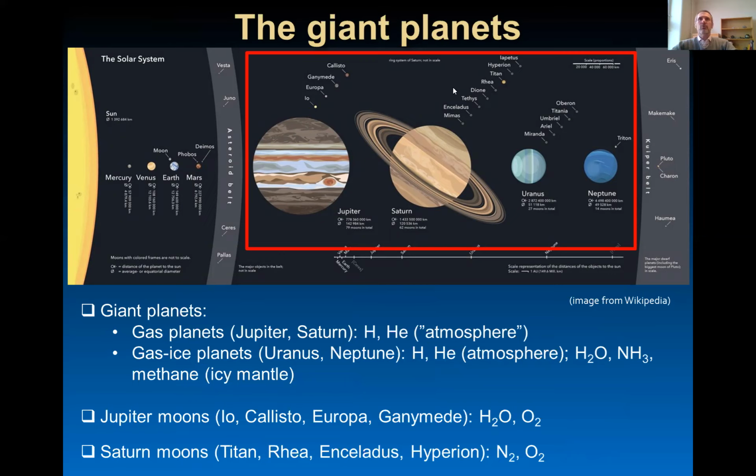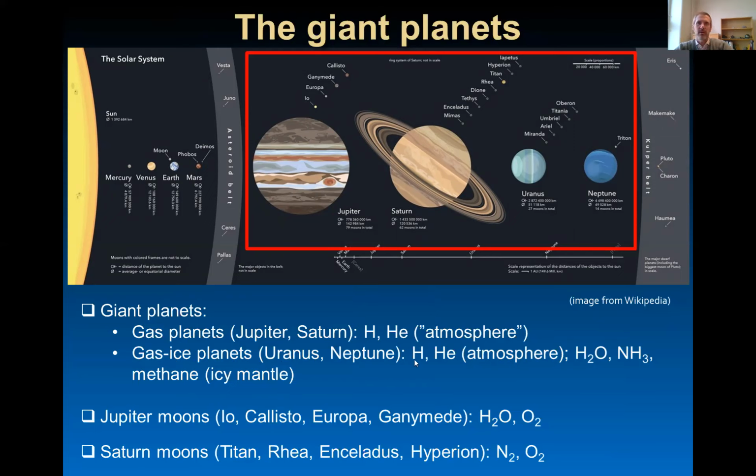And this is this group of planets. We have two subgroups, the gas planets, Jupiter and Saturn. They have a very thick atmosphere, in majority hydrogen and helium. The second subgroup of planets is the icy giant planets, Uranus and Neptune.